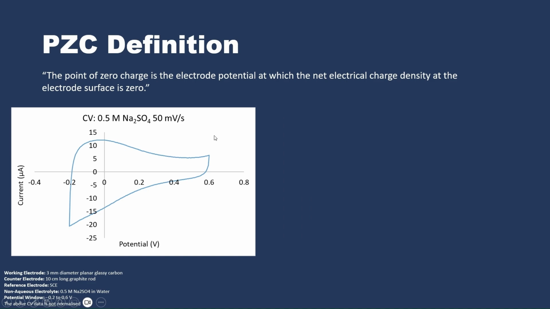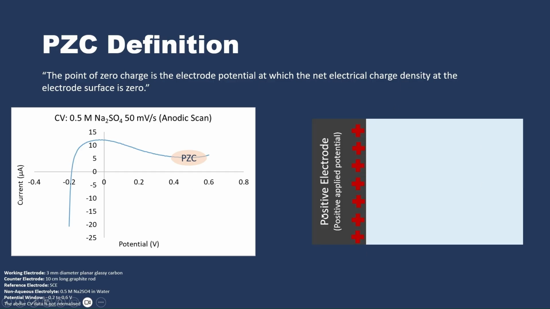So this is just a CV of a 0.5 molar sodium sulfate solution at 50 millivolts per second. So nothing too out of the ordinary here. For the purpose of the PZC, we are just going to focus on the anodic scan because it's a little bit more obvious to see. So the PZC would be this region here because we see a nice little dip in the capacitance.